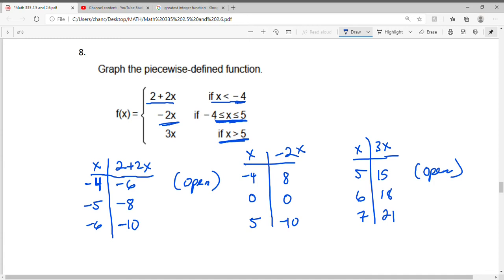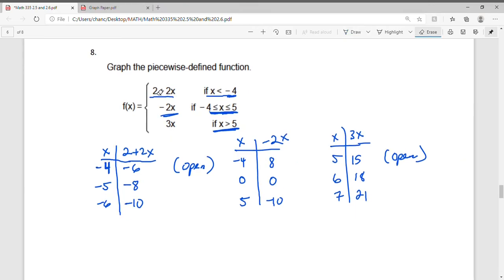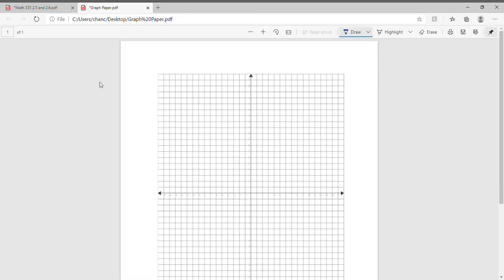Now we have all the points that we need. Let's start the graph. Let's graph these points on some graph paper. Again, be aware that the point negative 4, negative 6 will have an open circle, and the point 5, 15 will also have an open circle. We'll plot the point negative 4, negative 6, and recall this has to be an open circle. Then we'll plot negative 5, negative 8.